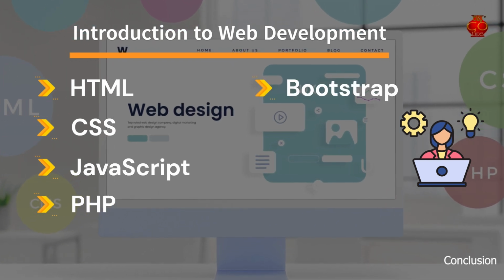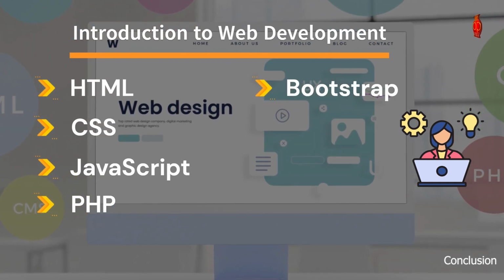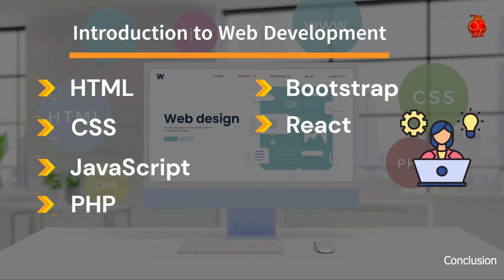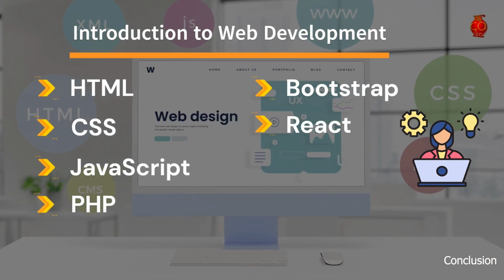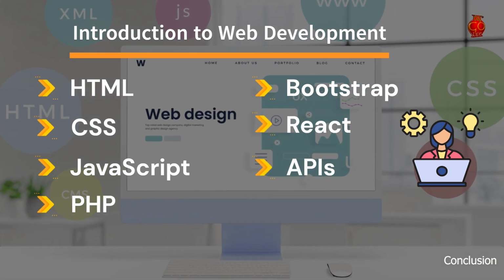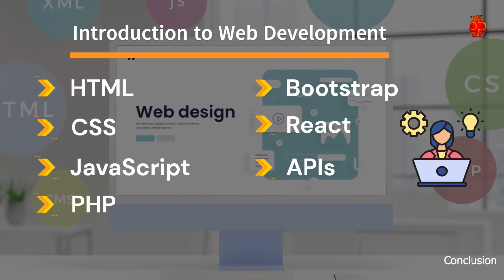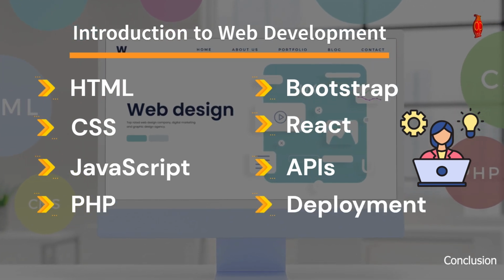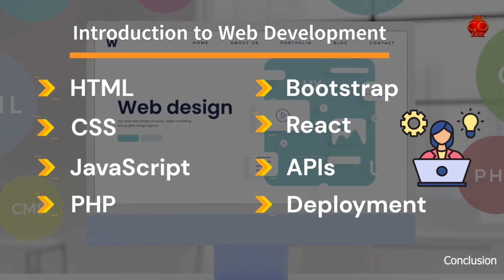Bootstrap: a framework for building responsive websites quickly. React: a library for building dynamic user interfaces. APIs: fetching and displaying data from external sources. Deployment: how to put your website live on the internet.